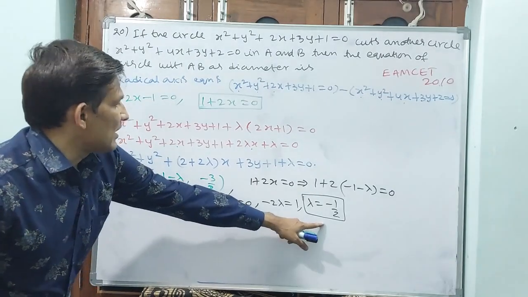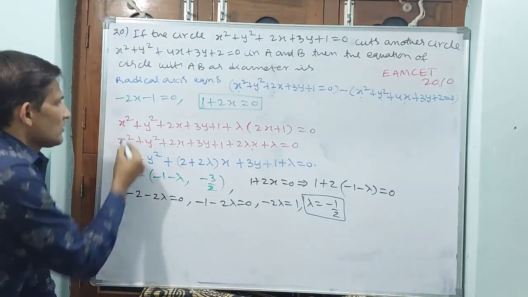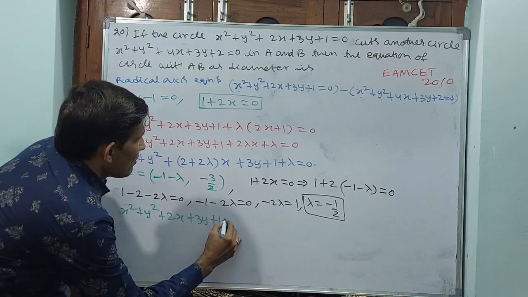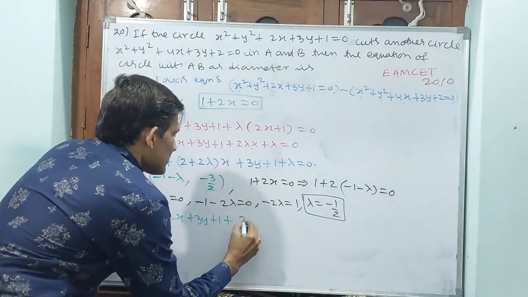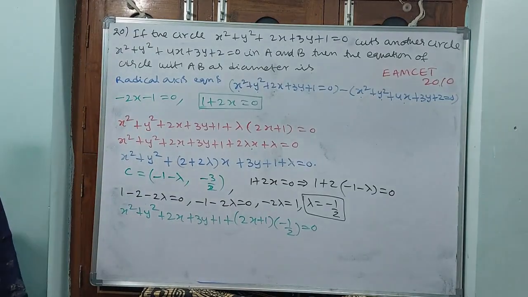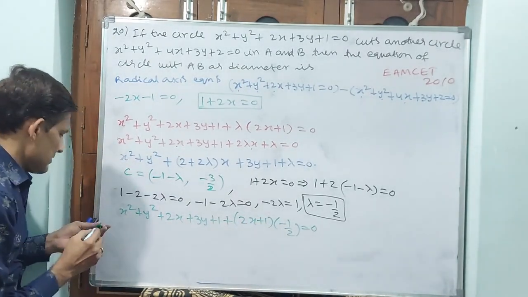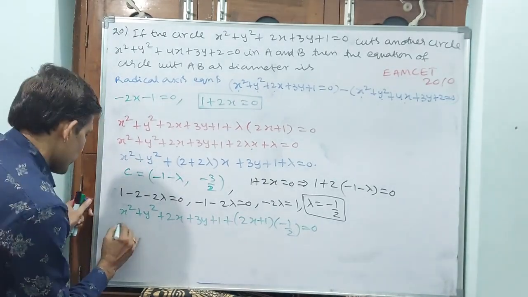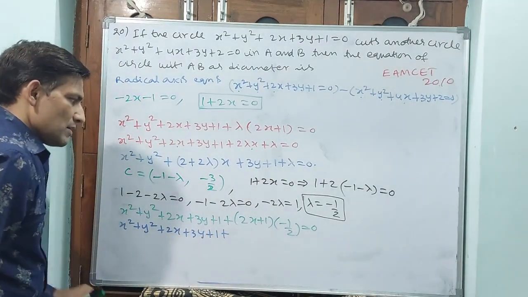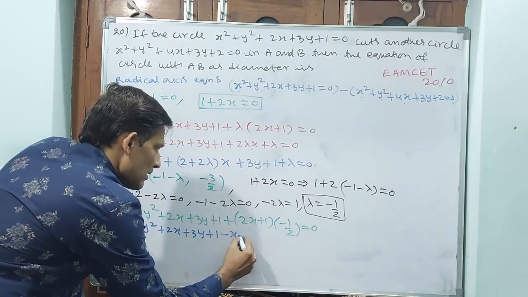Substitute this lambda value in this equation, then you will get the answer. Let me write: x square plus y square plus 2x plus 3y plus 1 plus 2x plus 1 into the lambda value, minus 1 by 2, equal to 0. The 2 gets cancelled, minus x will come, and minus 1 by 2 equal to 0.